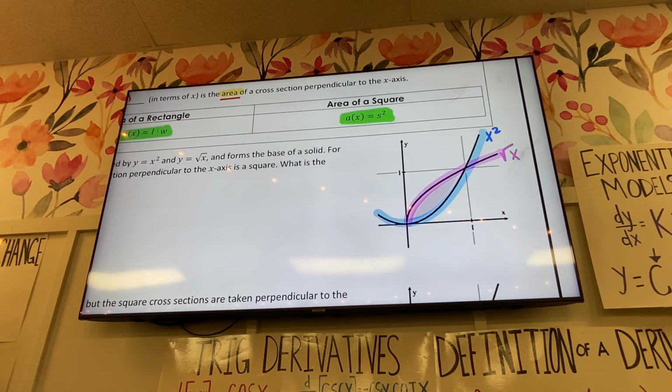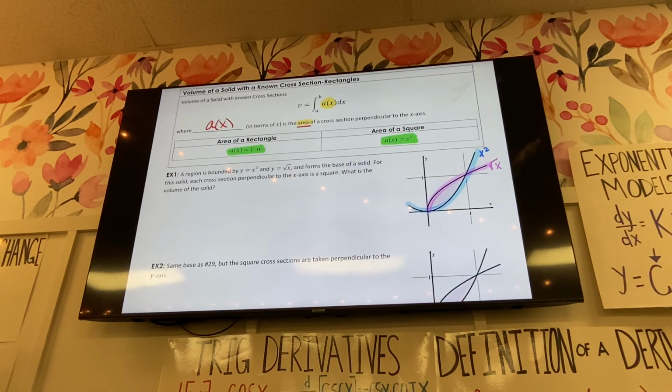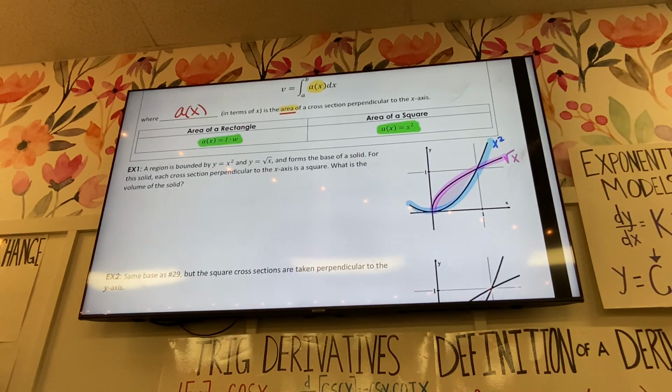The region bounded by these two curves is the base of my solid. My solid is going to be formed by taking cross sections perpendicular to the x-axis that are squares. And I want to find the volume of this solid.